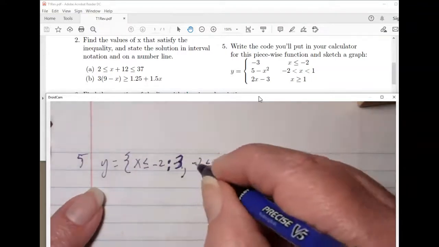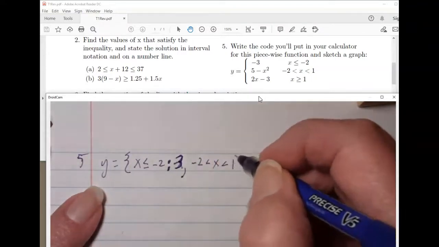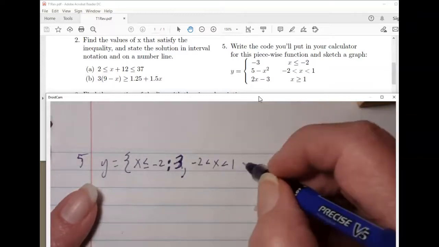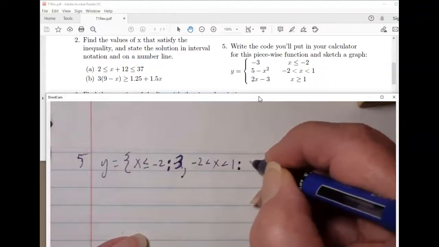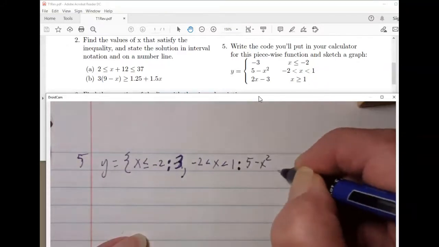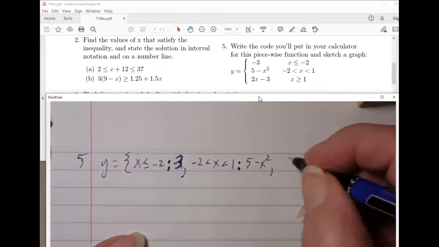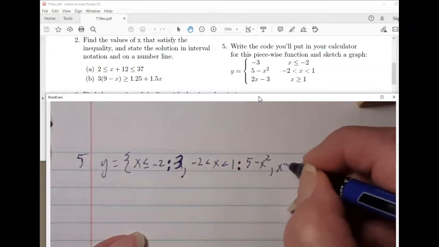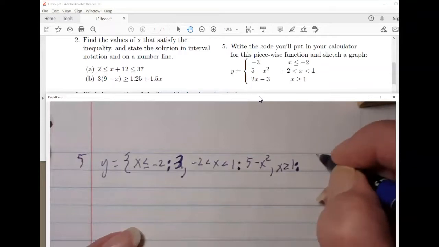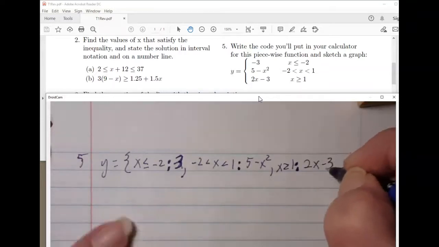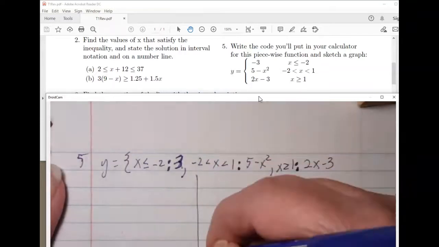The graphing calculator, the TI graphing calculator, will require an "and" in here, so make sure that you're studying that if you prefer to use that calculator. Colon, and then we have 5 minus x squared, comma. The next piece is x is greater than or equal to 1, and this is for the graph 2x minus 3. So we end up with a graph that looks like this.